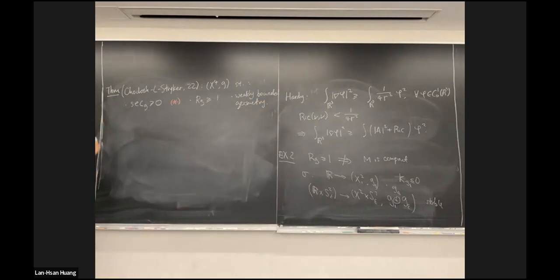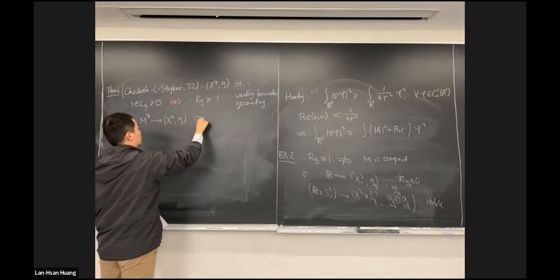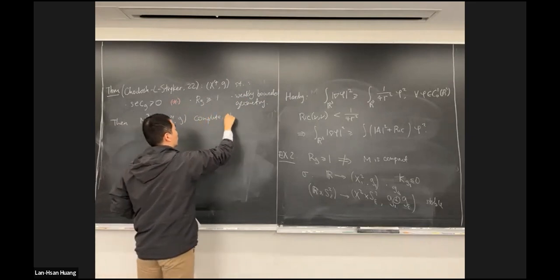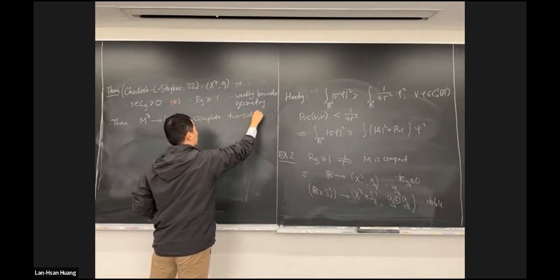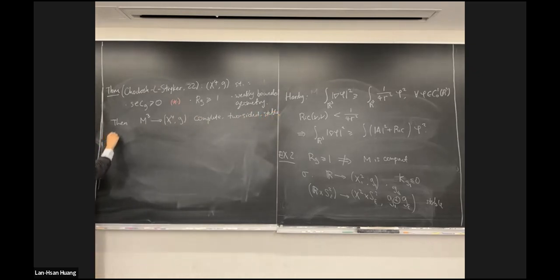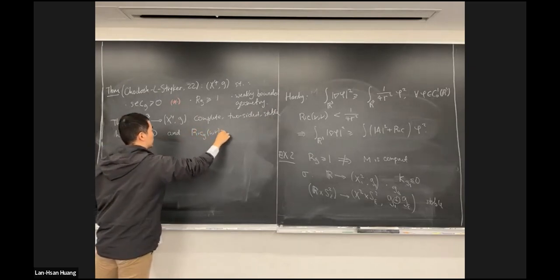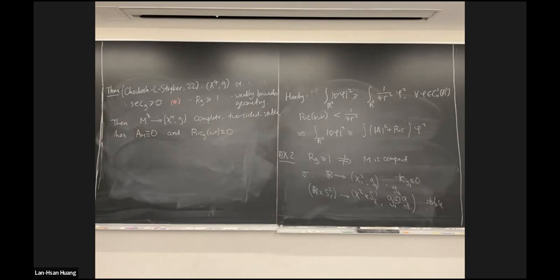Okay, then under all the 3 assumptions, we do have rigidity of any stable minimal immersion. Then any stable minimal immersion, let's say complete, two-sided stable, has to be totally geodesic, and the ambient Ricci curvature Ric(ν, ν) is 0. So this is sort of an analog of the famous Shen-Yao result in dimension 3.